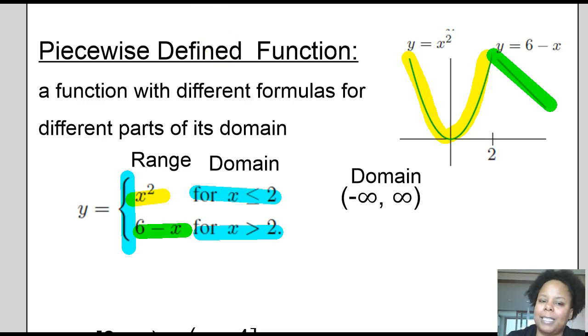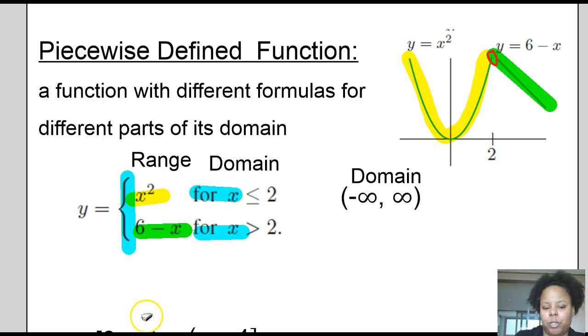Now someone might say, what if we don't include one of those numbers? So let's say I get rid of this. Well, in that case, I no longer have a way to determine what the function output is when x is equal to 2, because both of these formulas are only used for values that are not equal to 2. In that case, we would have a hole in our graph because there'd be no function value for 2, and our domain would be all real numbers except 2. But in this case, our domain does include 2, so we still have all real numbers.